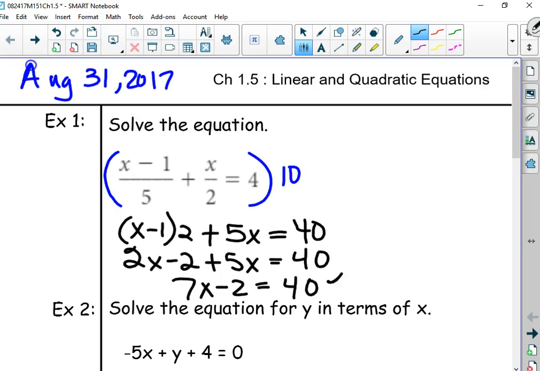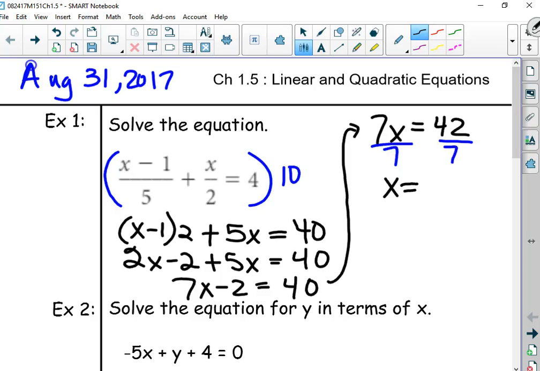Okay, I'm going to skip a step and I'm going to add 2 to both sides, get 7x equals 42. Looks like we get our answer of x equals, 7 goes in 42 6 times. 6 times 7 is 42, 6 times 8 is 48.